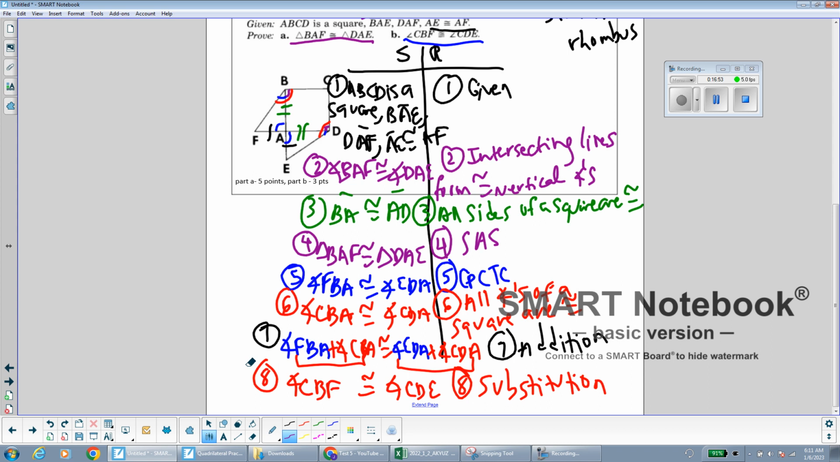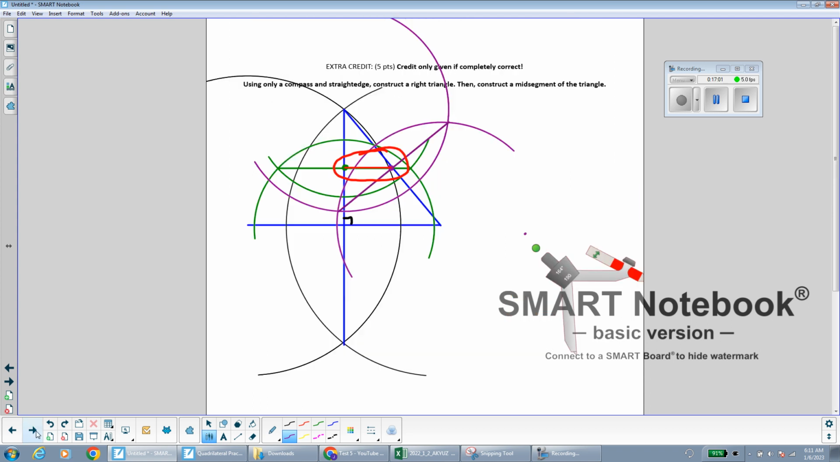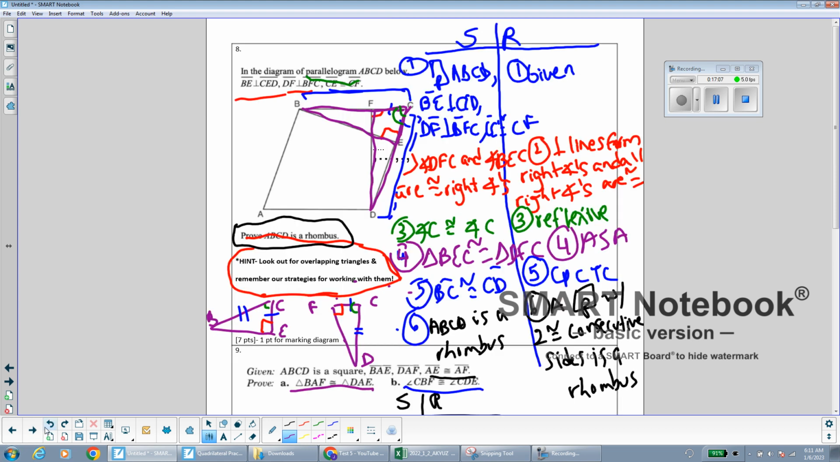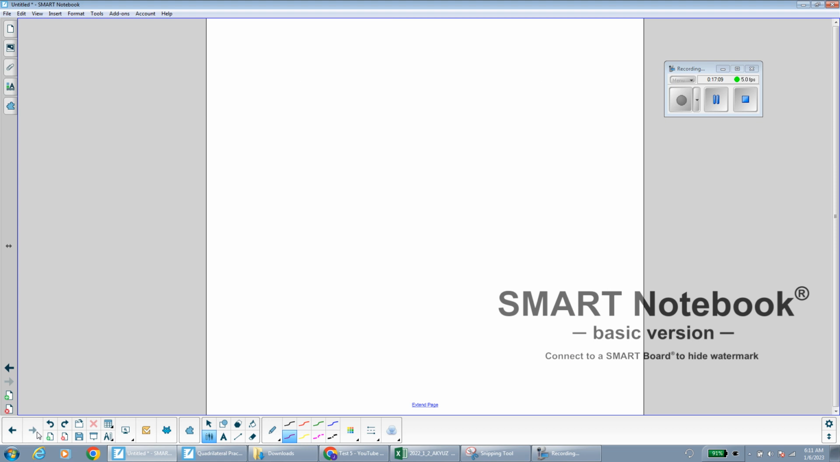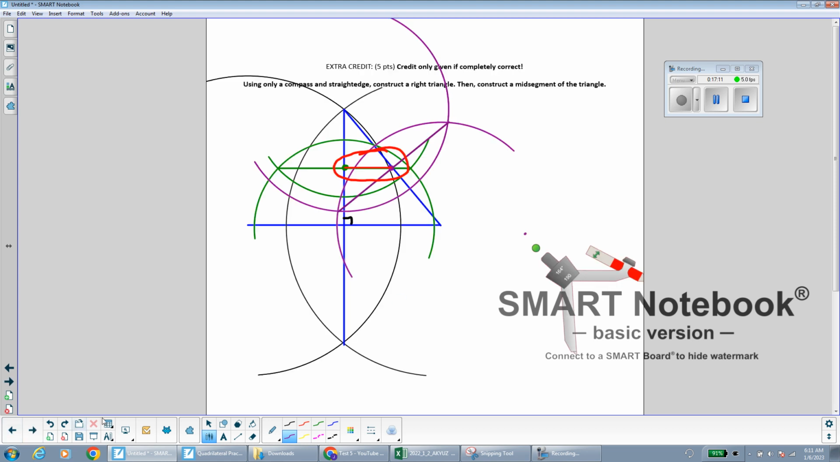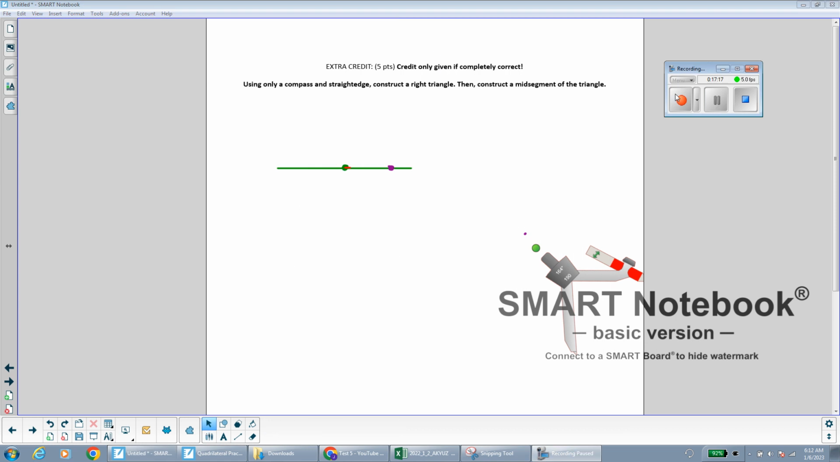And in step 8, we arrive at our goal through substitution. The last piece here is the extra credit. So, let me undo this all so I can redo it again. Let me pause the video so I can get rid of all these lines.